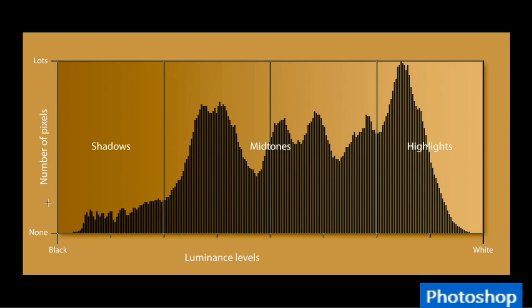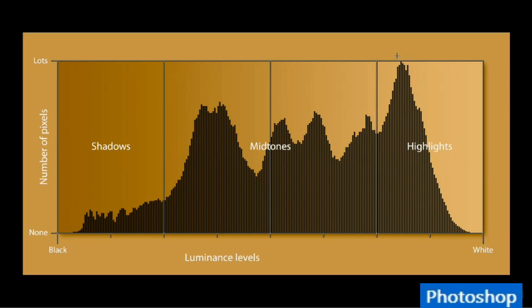Here's how it works. This is a bar graph of the luminance levels inside of your image, starting with black over here on the far left-hand side and going all the way over to white on the far right-hand side. And so it's ultimately a kind of popularity contest. The taller the line, the more of that specific luminance level you have.